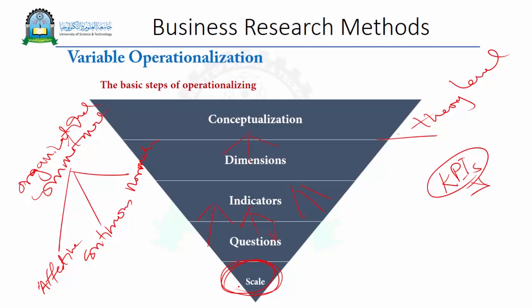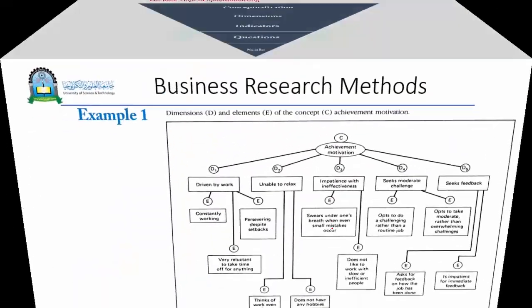So to operationalize the variable, we need to go through 5 steps. The first is the concept or conceptualization, or defining conceptually, then dimensions, then come up with indicators. These indicators can be transferred into questions, and then these questions can be measured by a scale.